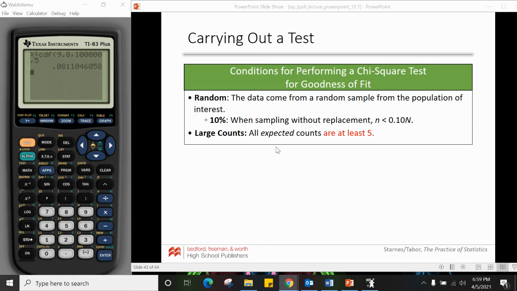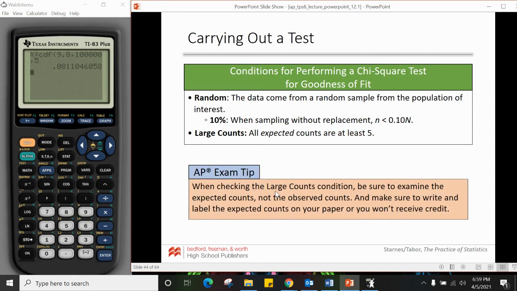So n times p and n times 1 minus p would have to be greater than 10. Here, it just means that all expected counts have to be at least 5 to pass our large counts condition. This is a really good exam tip. Remember to observe the expected counts, not the observed counts. Okay, what we'd expect to happen.